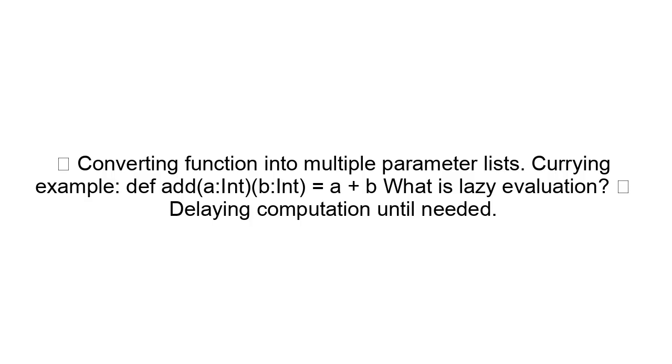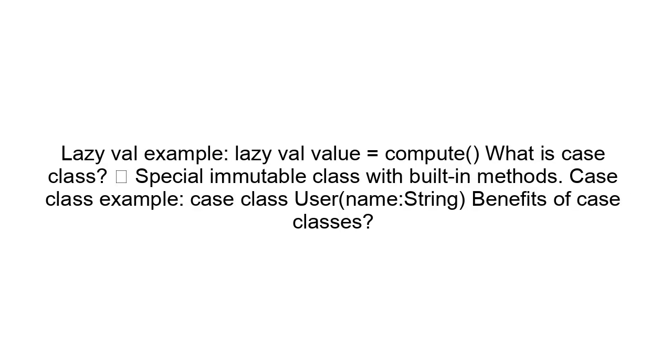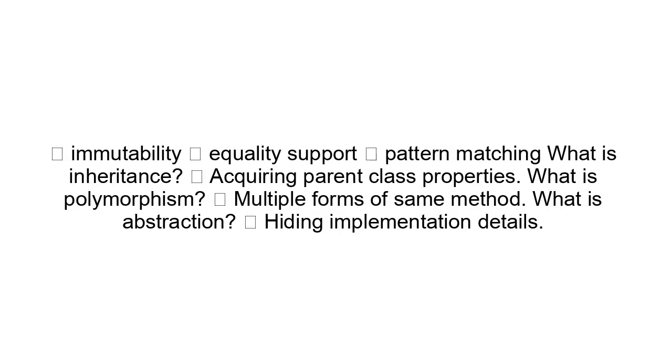What is lazy evaluation? Delaying computation until needed. Lazy val example: lazy val value = compute(). What is case class? Special immutable class with built-in methods. Case class example: case class User(name: String). Benefits of case classes: immutability, equality support, pattern matching.